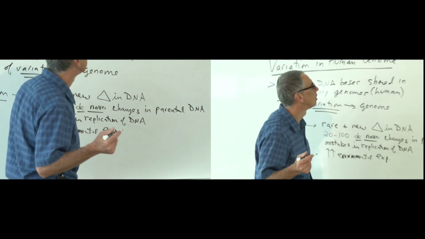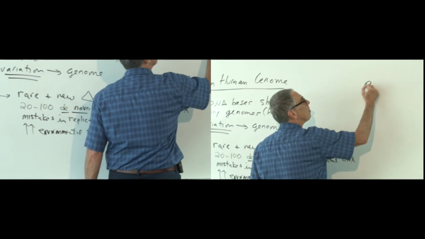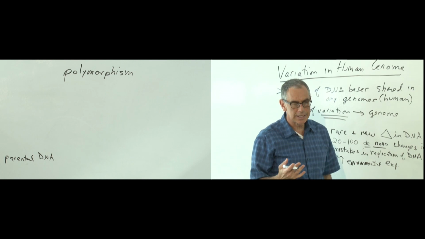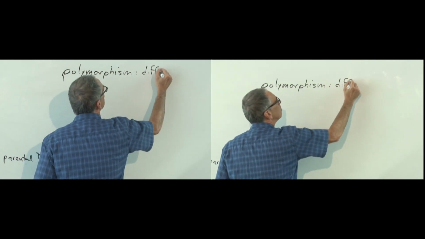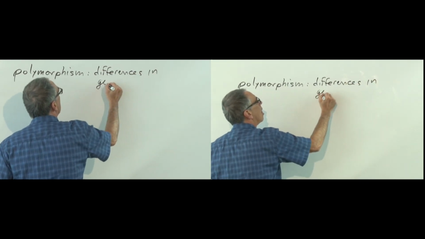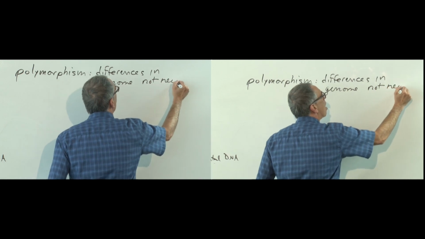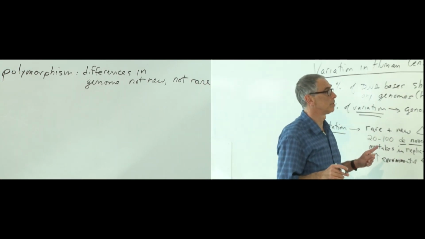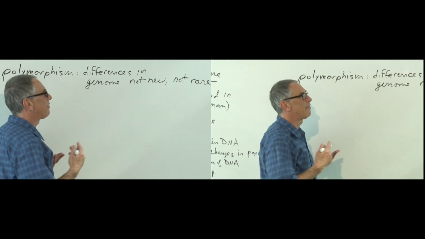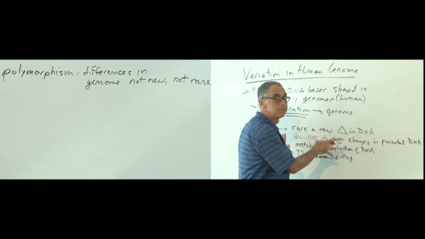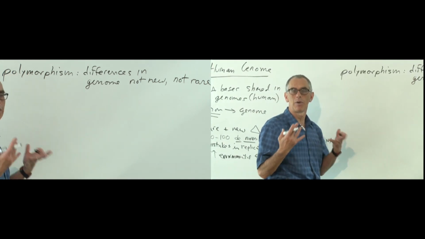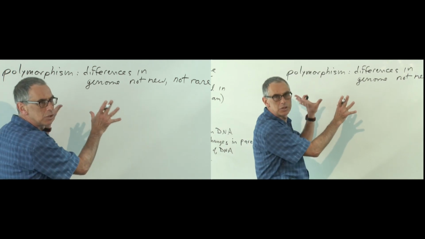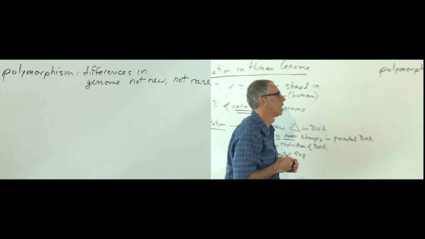The other word that you will hear is polymorphism. Polymorphisms are differences in the genome that in general are not new and not rare. I will give some examples in a few seconds. The idea is that we see them in a fair number of humans, not just the one who just got it, and we expect that these have been around in humanity for tens of thousands, if not hundreds of thousands of years. That's a little bit of a vague definition, but I'm going to leave it like that for now, and I think you'll understand it better when we go through some examples.